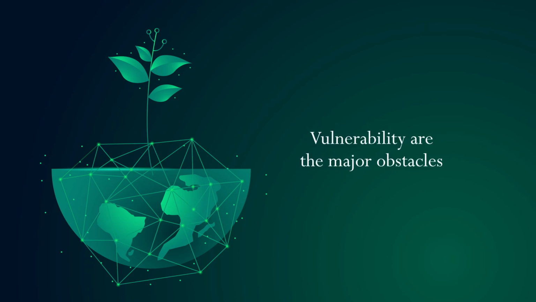The vulnerability. These are the major obstacles. For example, if a person wants to follow agroforestry in a region, we look into what happens after 15 years, whether any disease will come that will affect this particular tree. So these are some of the thoughts in our mind. These are the major challenges.